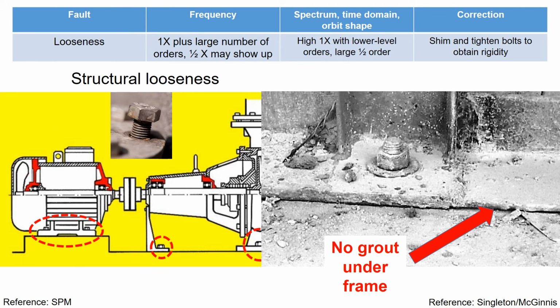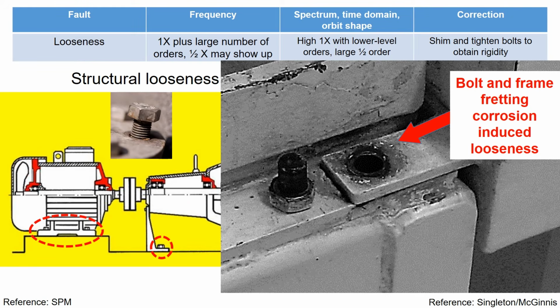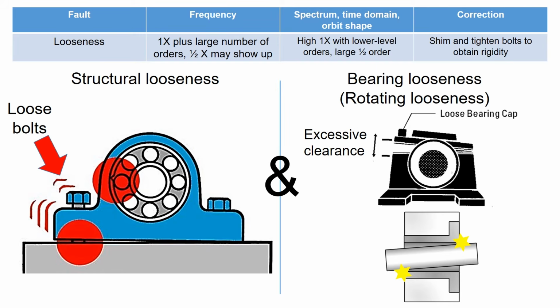Also, the absence of grout under the frame can lead to structural looseness. And the thinness of the washer may pose a risk of deformation or yield, potentially resulting in structural looseness. Also, bolt and frame fretting, along with corrosion-induced issues, can contribute to structural looseness. Let's return to this figure.